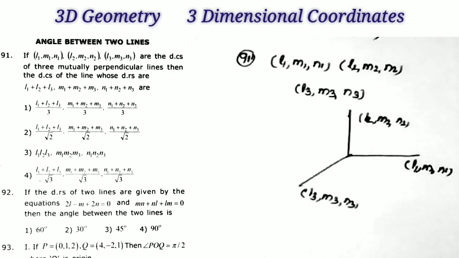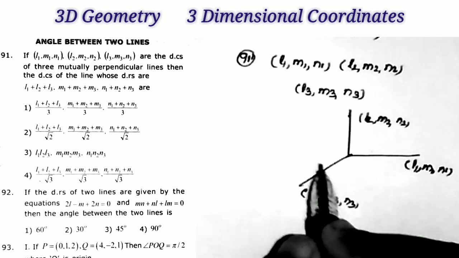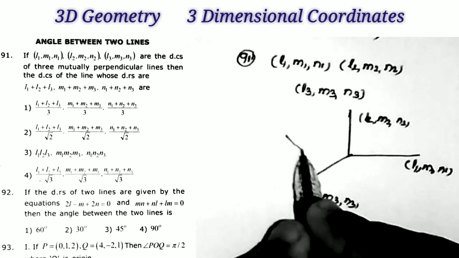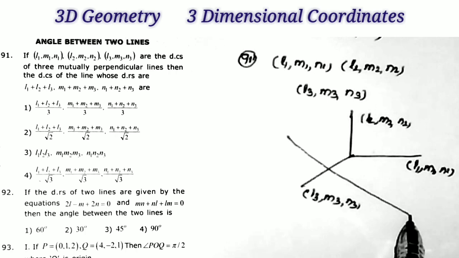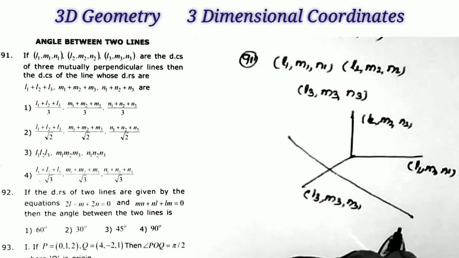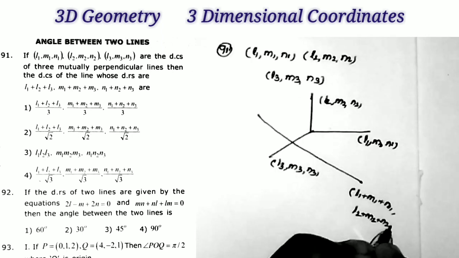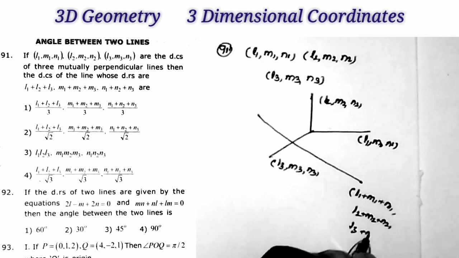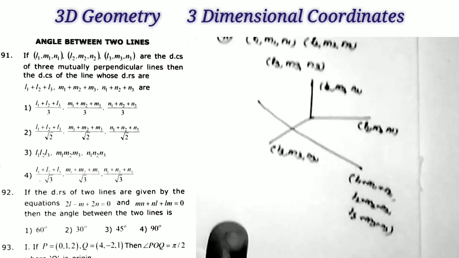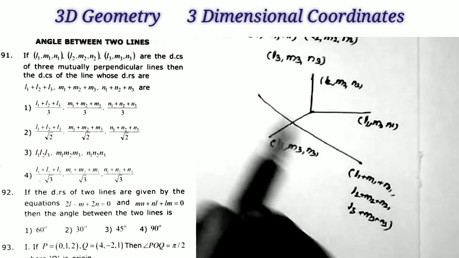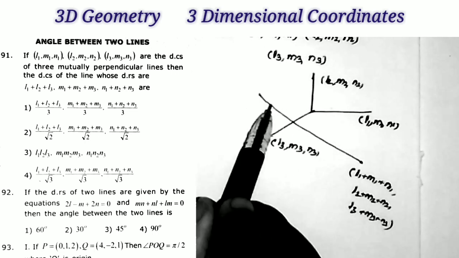What is the given question? Now we have to find the DCs of the line whose DRs are l1 plus l2 plus l3, m1 plus m2 plus m3, n1 plus n2 plus n3. Suppose this is the line. Now we want the DCs of this line. Here one line is given, and also the DRs of this line are given like that. Now we want the DCs.